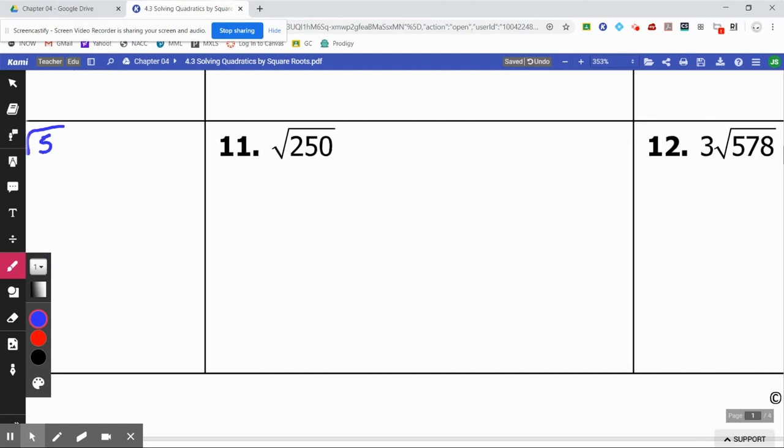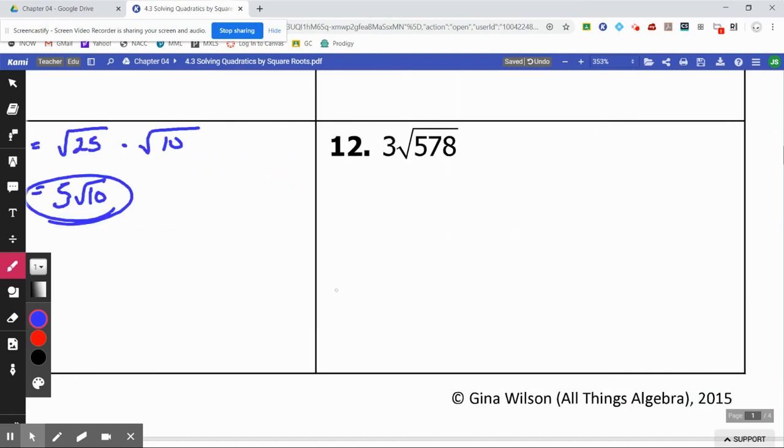Number 11, root 250. Let's split it. I know I can split it into 25 times 10, but the question is, are there any other perfect squares in 10? Can you divide it by 4? No. Can you divide it by 9? No. So that's it. So therefore, the square root of 25 is 5. Bring down the square root of 10, and you get 5 root 10.